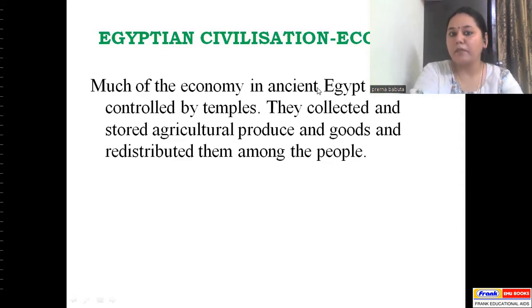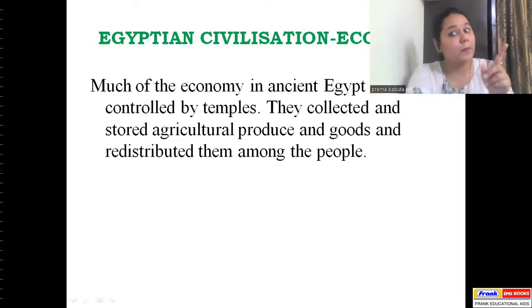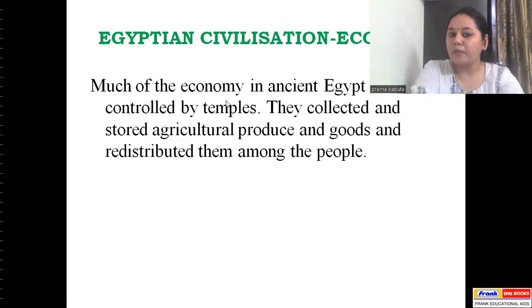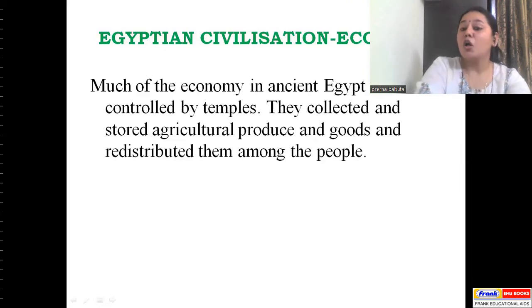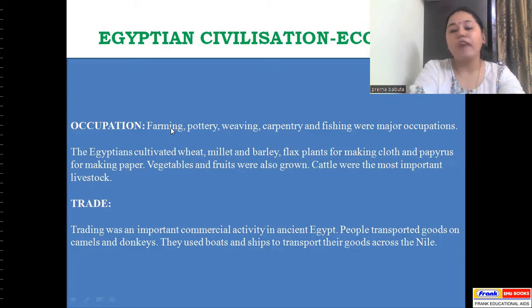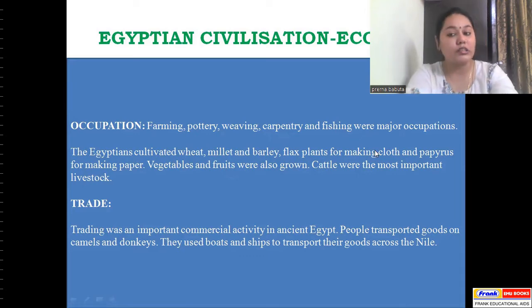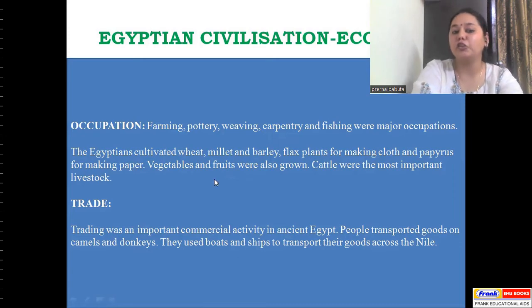And talking about the economy, much of the economy in ancient Egypt was controlled by temples, somewhat similar to the Mesopotamian civilization. They collected and stored agricultural produce and goods and redistributed them among people. More about the economy. What was the occupation? Farming, we all know. Pottery, weaving, carpentry, and fishing were the major occupations. And what were the crops? Wheat, millets, barley, vegetables and fruits were grown during the ancient Egyptian civilization. And cattle was the most important livestock, used for farming related activities.